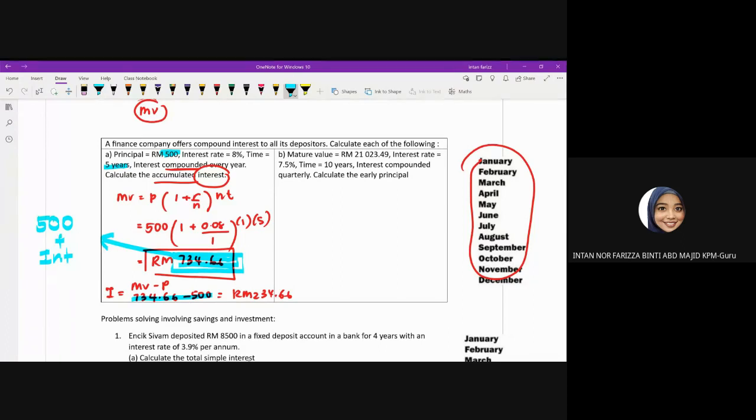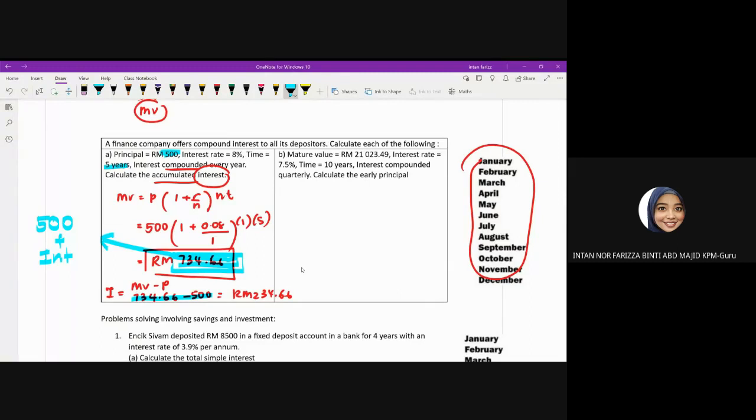Okay, teacher, why is the interest so low? Of course, the interest is very low. Why? Because the amount of principal, or the amount of money deposited in the bank, is very little. It's not even 1,000. Of course, you have a smaller return. The more money you put inside the bank, the more interest you will get. All right, so next, let's look at the next one.